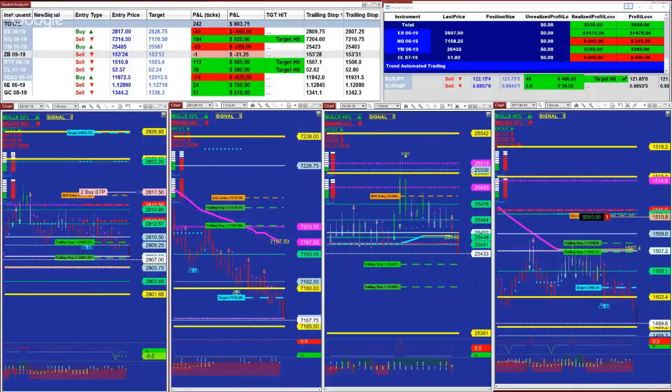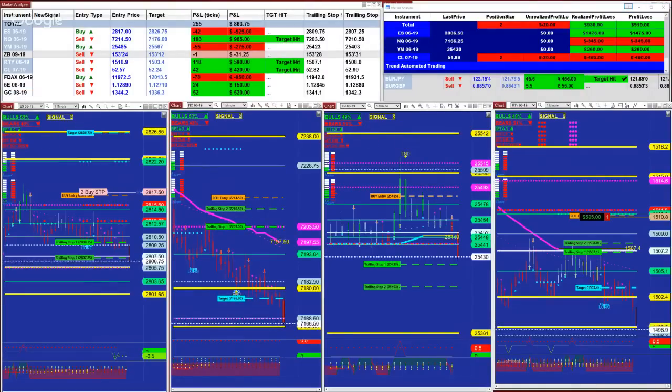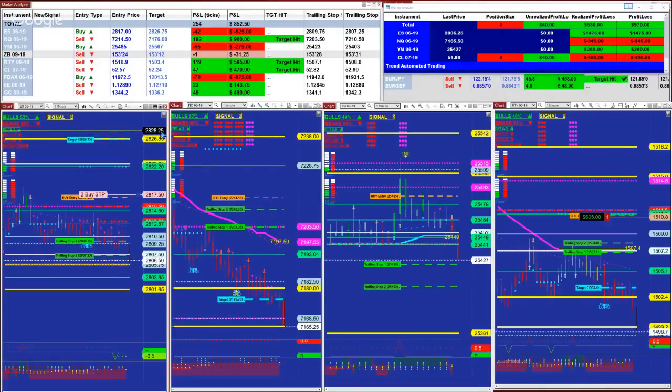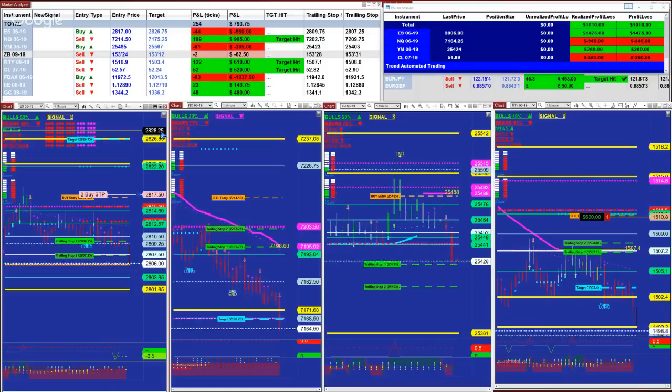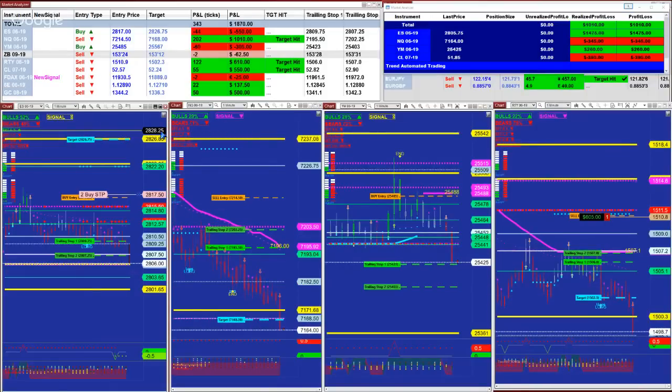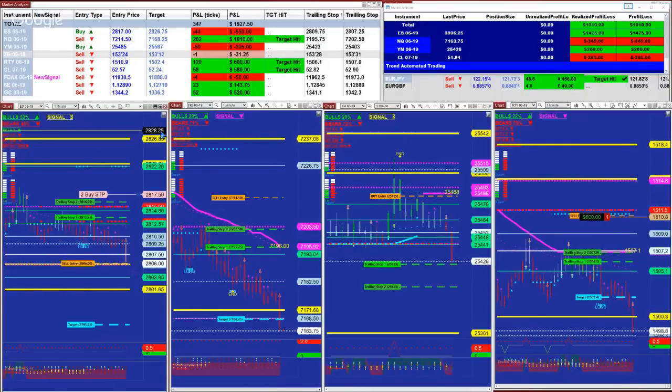Guys, today is like a drunk man driving a bus with no brakes going down the hill. Today that market is totally out of control. So right now we are about to have a new signal on the ES and a new signal on the DAX sell. And this is the new signal on the ES.